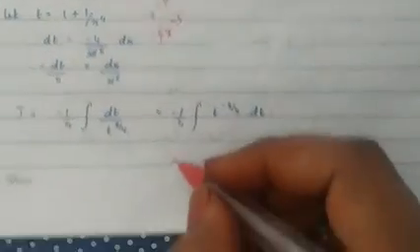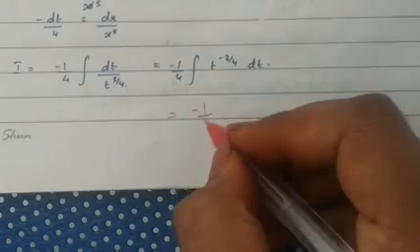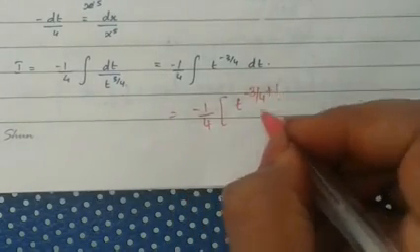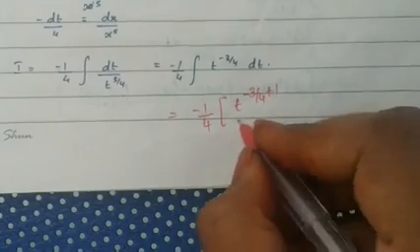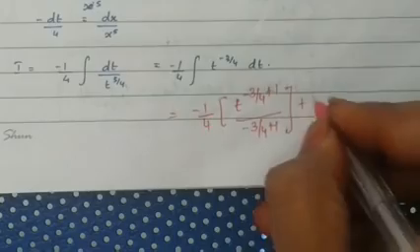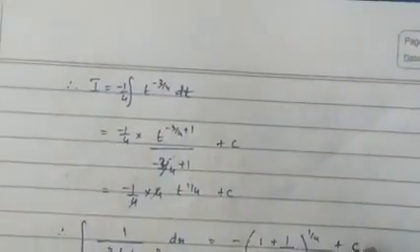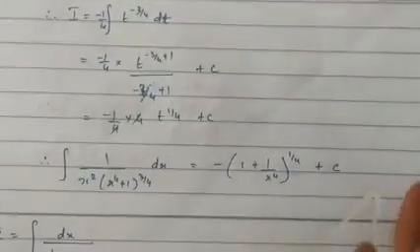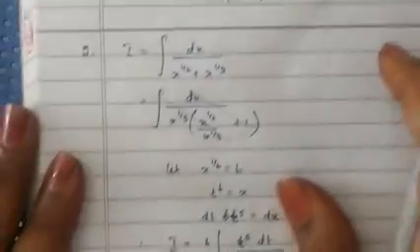Therefore it is minus 1 by 4 t power minus 3 by 4 plus 1, that becomes 1 by 4. Therefore minus 3 by 4 plus 1 plus c. This you can reciprocate and write in the next step. Therefore this is the value of the integral. Let us move on to the next sum.